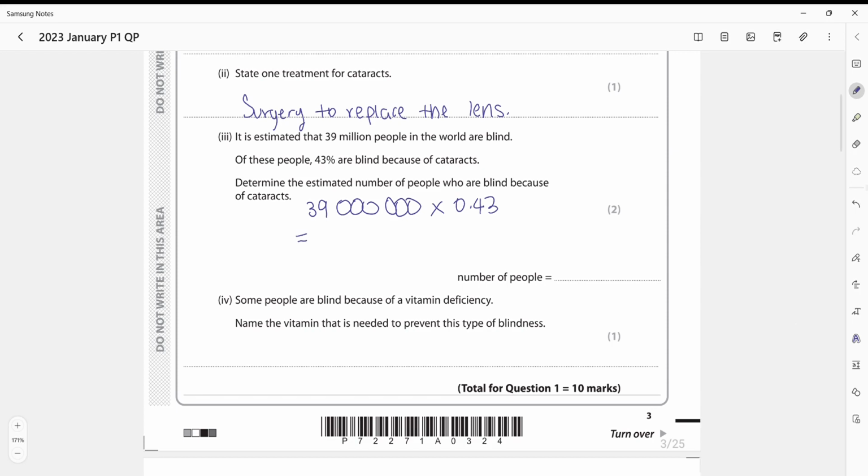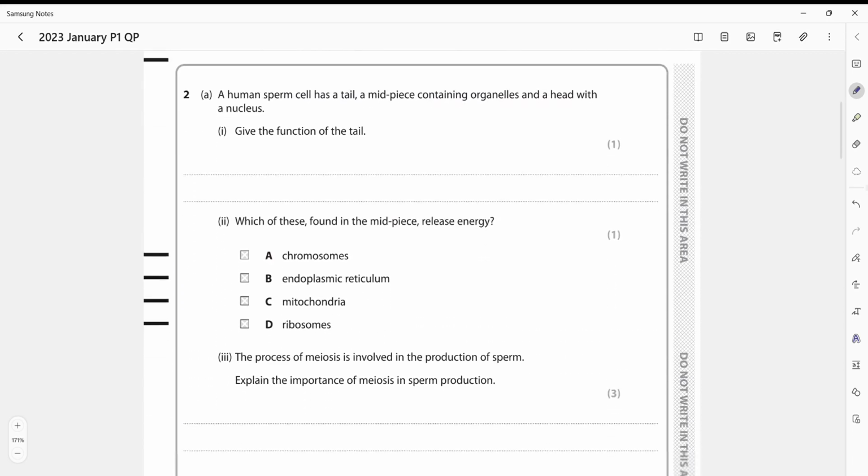So let's just use the calculator. Times 0.43, and we have 16 million people. So that's 16,770,000. Some people are blind because of a vitamin deficiency. Name the vitamin that is needed to prevent this type of blindness, and that would be vitamin A. Okay, let's move on to question 2.